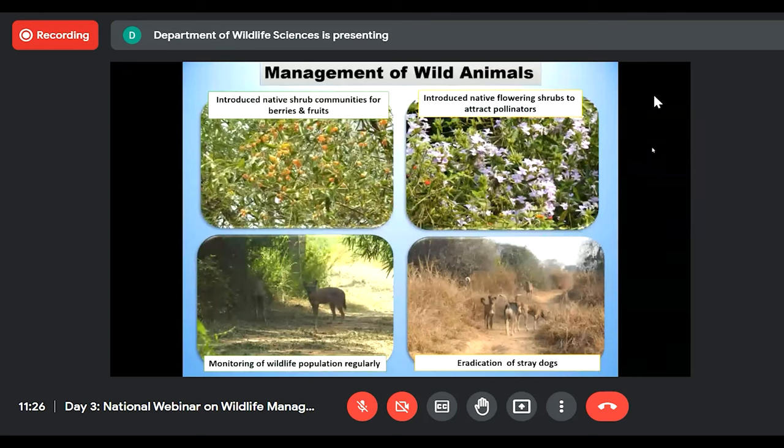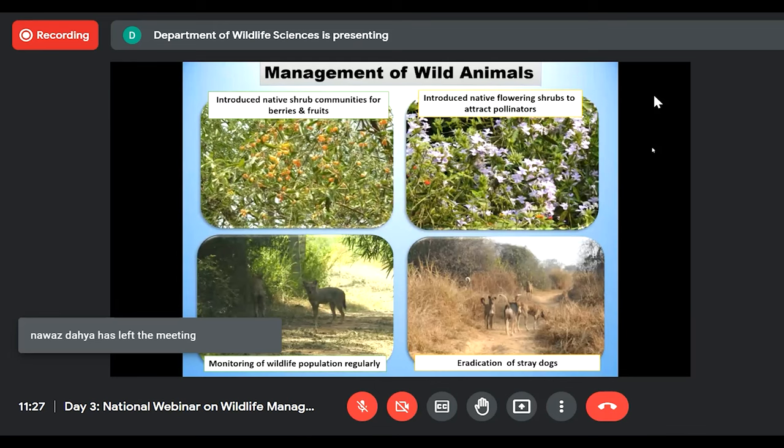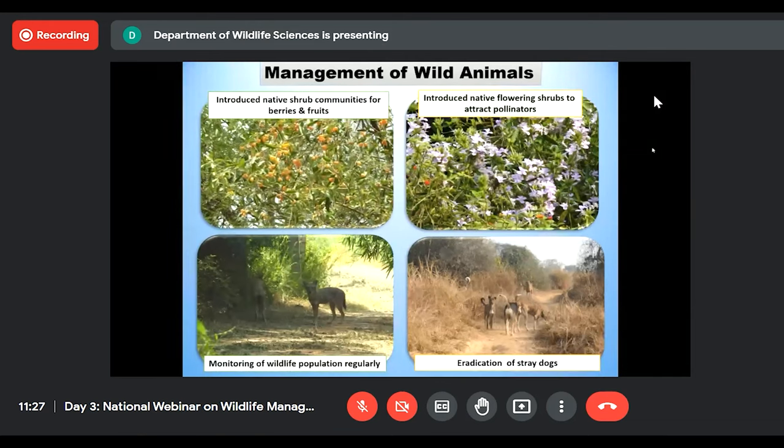Then management of wildlife, wild animals. So we introduced the native shrub communities also. At the same time, for berries and fruits, we introduced native flowering shrubs for attracting pollinators, so that future seeding and regeneration is ensured for sustainability of the area. Then monitoring of wildlife populations regularly, that we have done, and we eradicated some of the nuisance, like stray dogs, from this area, so that the inhabitants who are establishing their niche and their livelihood over here, with wild animals nesting, breeding, or whatever it is, should have a free life over here. So we did eradication of stray dogs also.